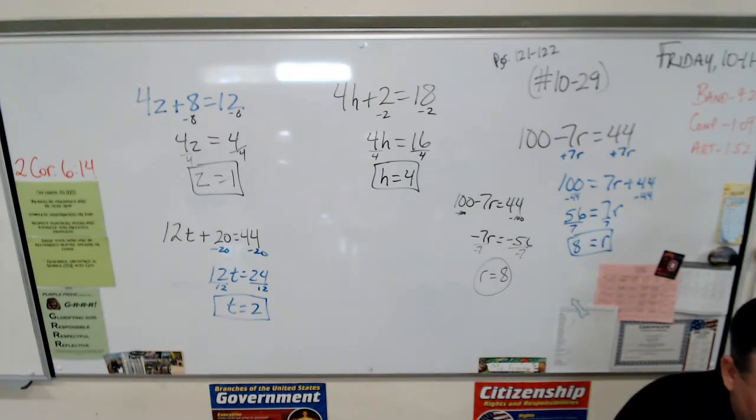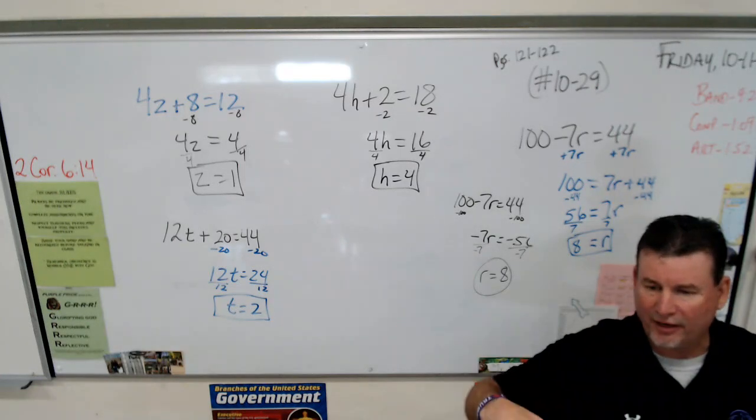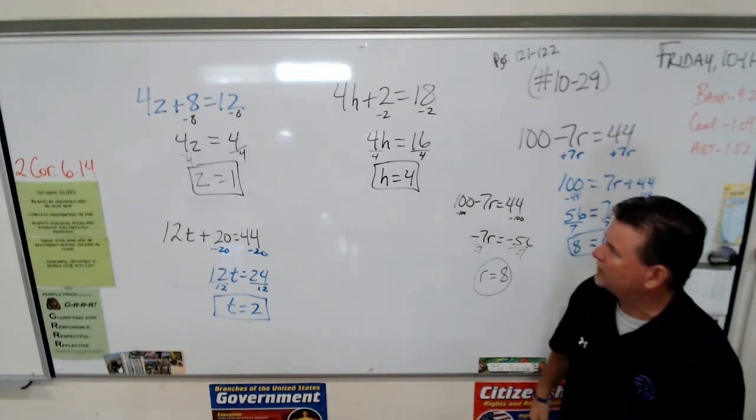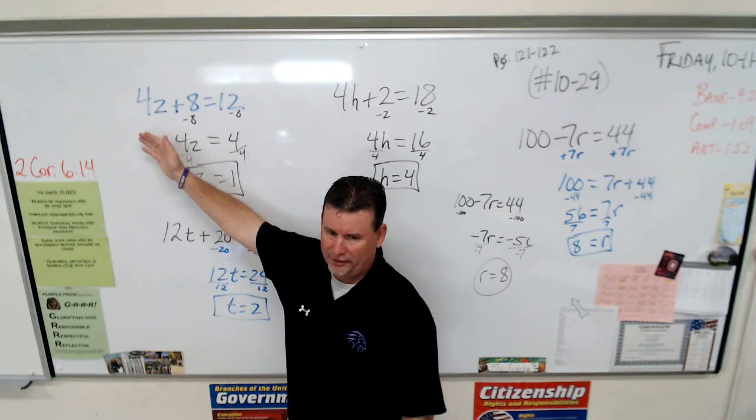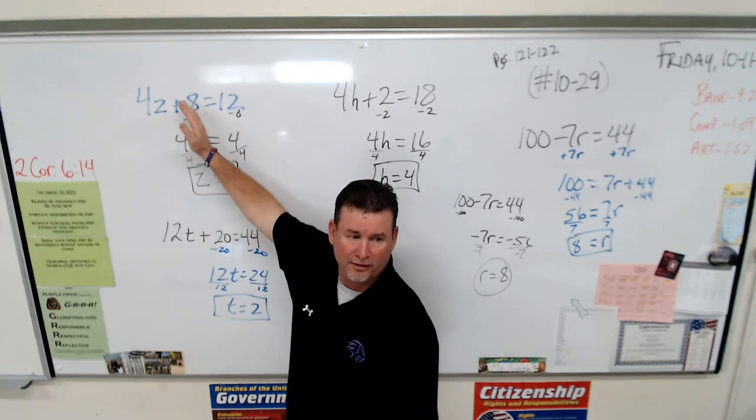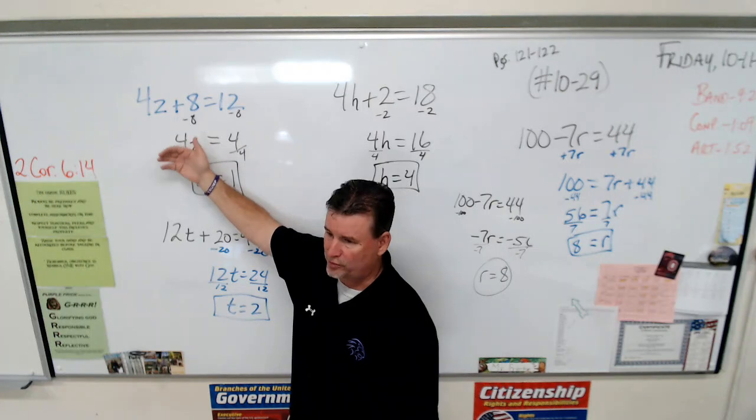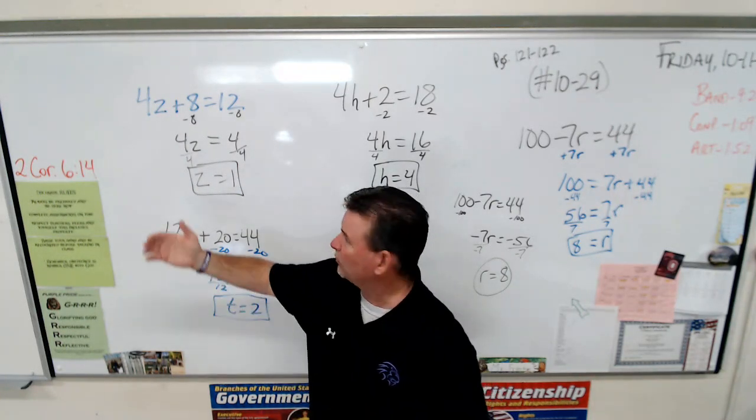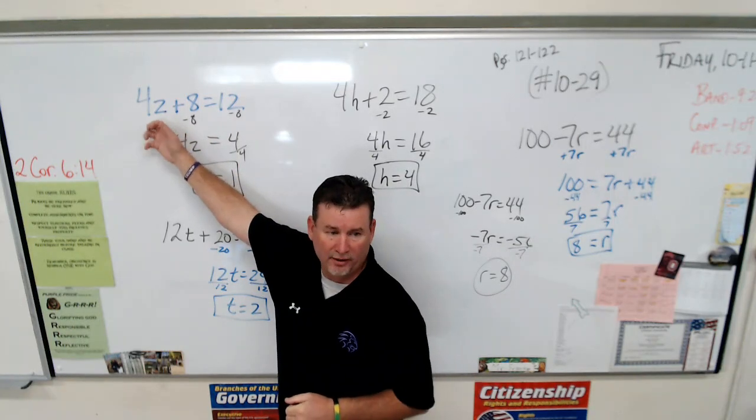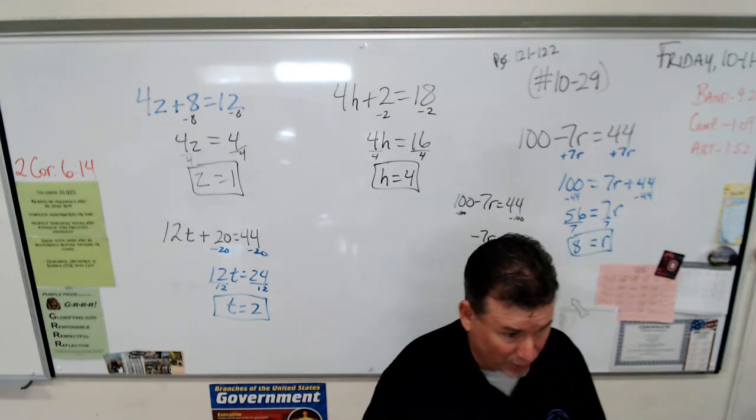Okay, listen. One thing that you might get caught doing is, wait, I'm going to divide by 4 first. No. Get rid of the constant that's attached to the variable. Always add or subtract first before you multiply or divide. Does that make sense? Get rid of the 8 and then work on getting rid of that 4 attached to the z.